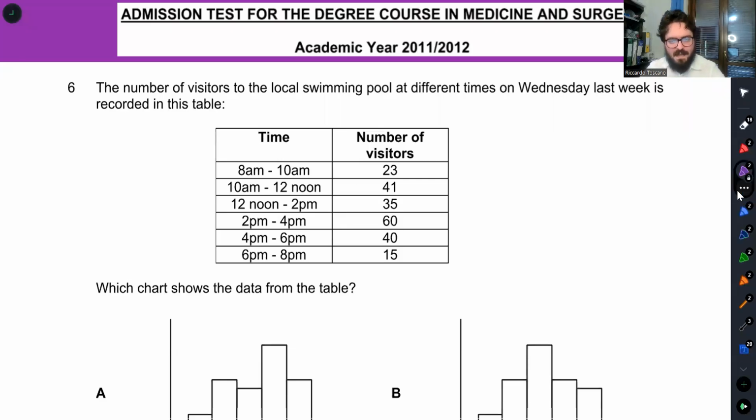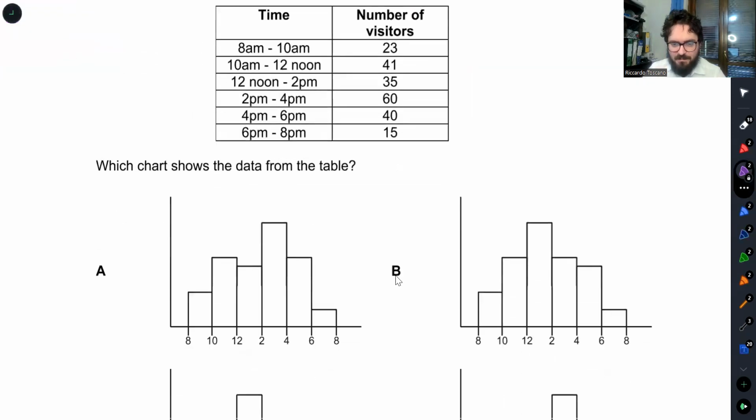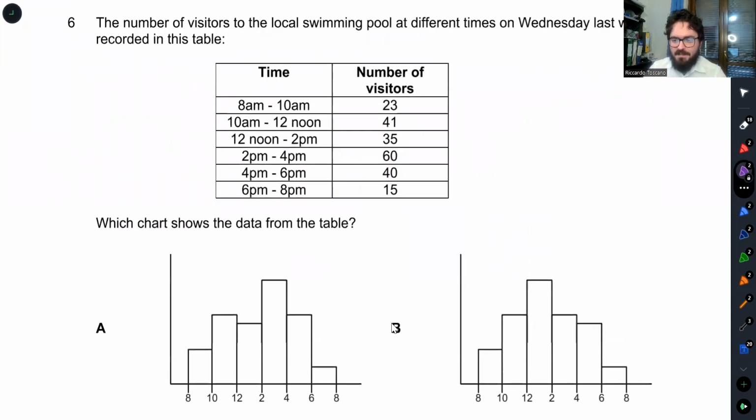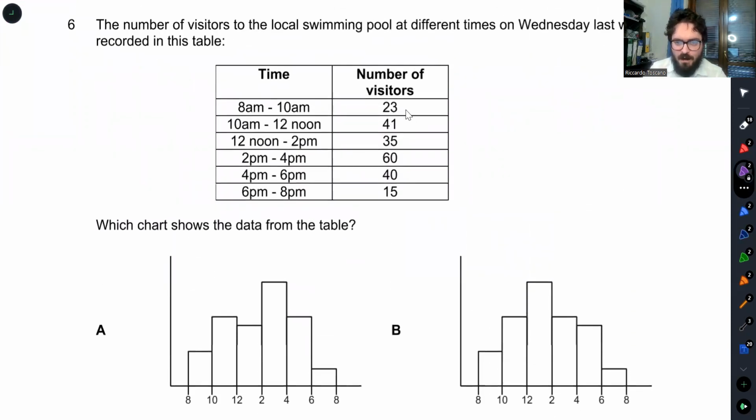In this question, we see a table with data, and we have to pick which graph represents this data. How can we do that? We just look at the data and check the relative height of the different options.